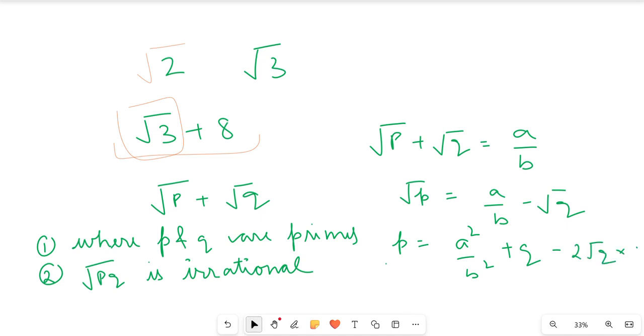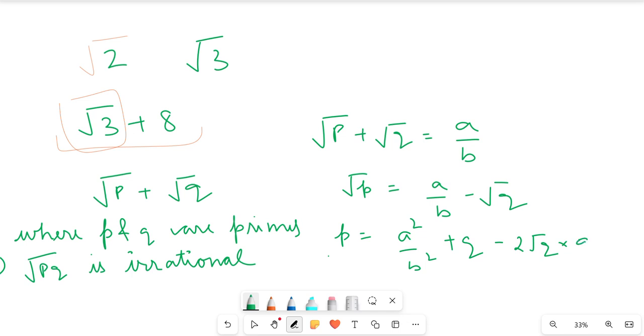So I have to first prove root q is irrational, and then using that, I will take everything towards the LHS except root q, and I will say that the LHS is rational, because mathematical operations between rational numbers always give a rational number. But root q is irrational, so it is a contradiction.